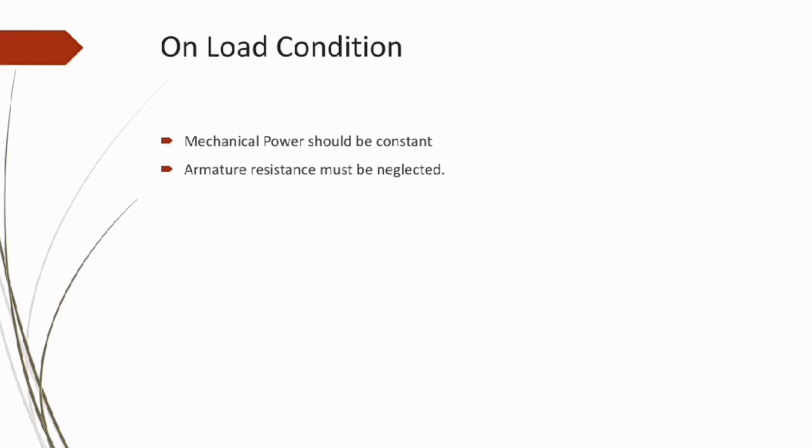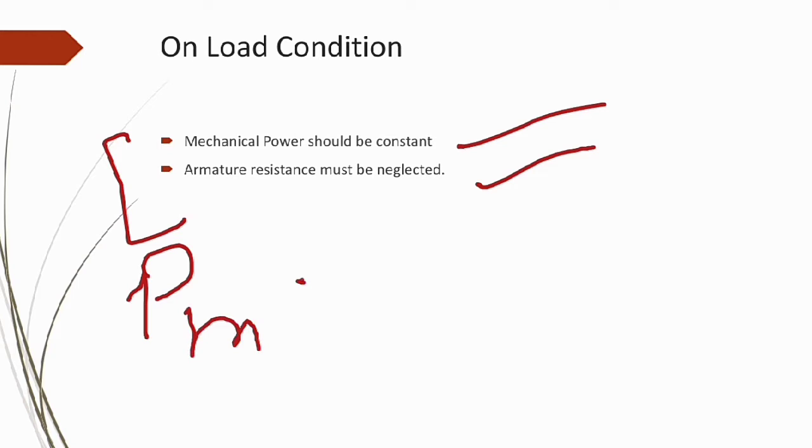In on load condition, we will see there are two assumptions. The first assumption is that mechanical power should be constant, and the second is that armature resistance must be neglected. Mechanical power should be constant means the value of mechanical power is equal to a constant, and in steady state condition we know mechanical power equals electrical power, PE, or electromechanical power.